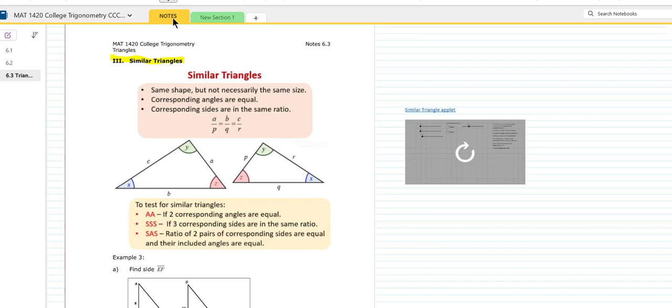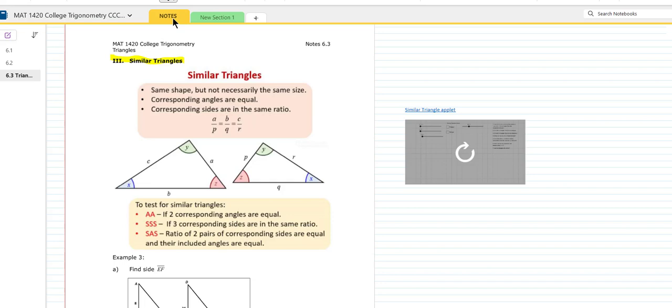To test for similar triangles, this is something that a lot of times students don't know much about. If two corresponding angles are equal, then the triangles are similar. If two angles are equal, then the third angle has to be equal. So we only have to know two angles to determine whether they're similar.